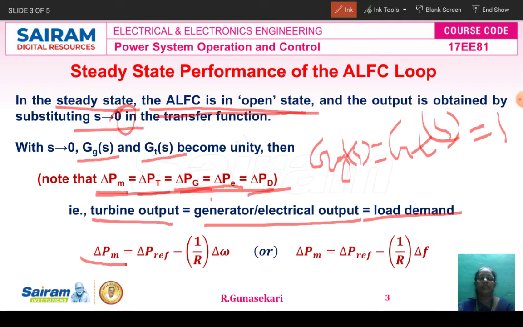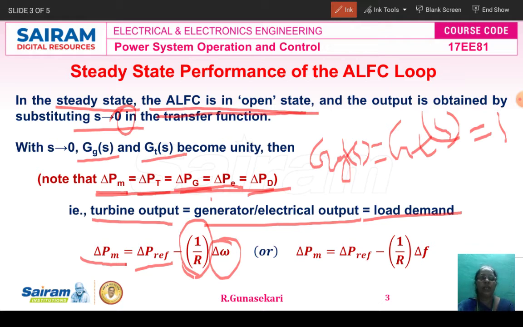So now you see the equation. Del Pm is nothing but the turbine output. Turbine output is mechanical power. It is equal to del P reference, okay, this is the speed reference setting, which is calculated by the speed changer, minus 1 by R, the speed droop block, times del omega, the change in frequency. This is the output of the ALFC loop. So now this is the equation.